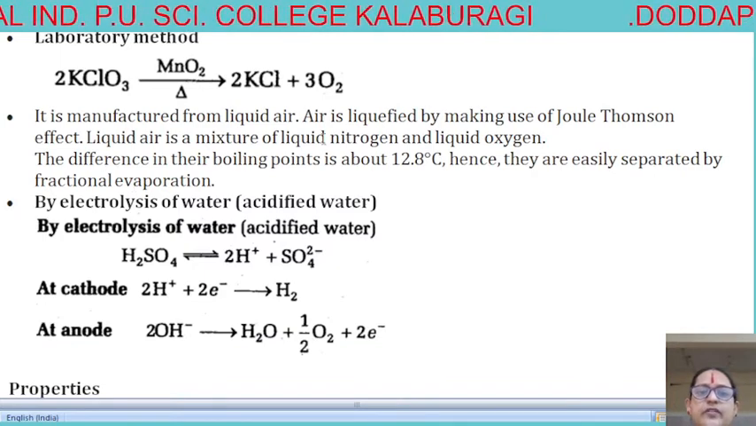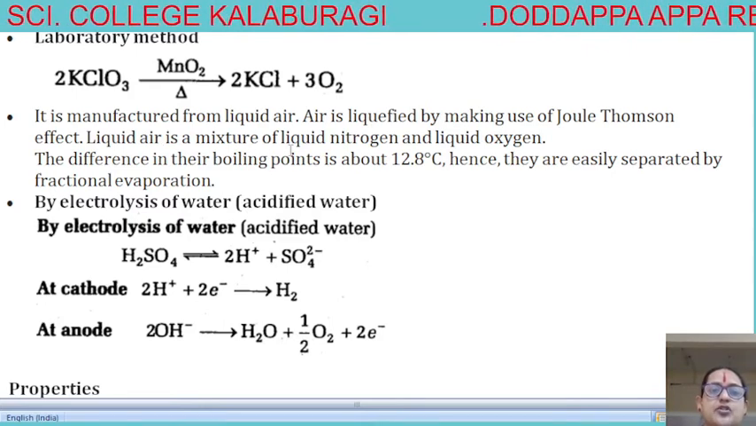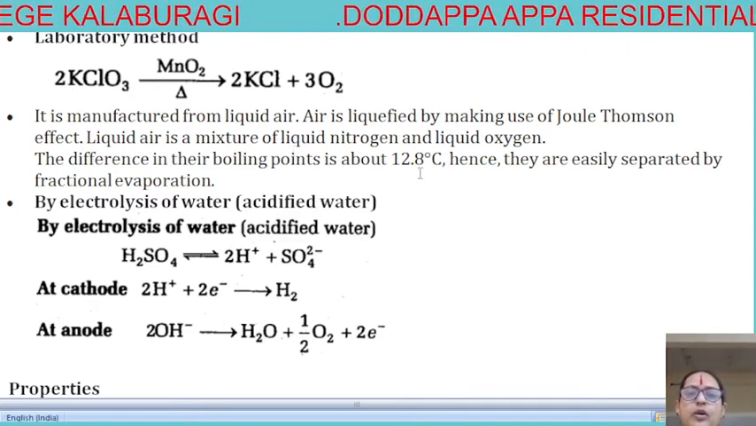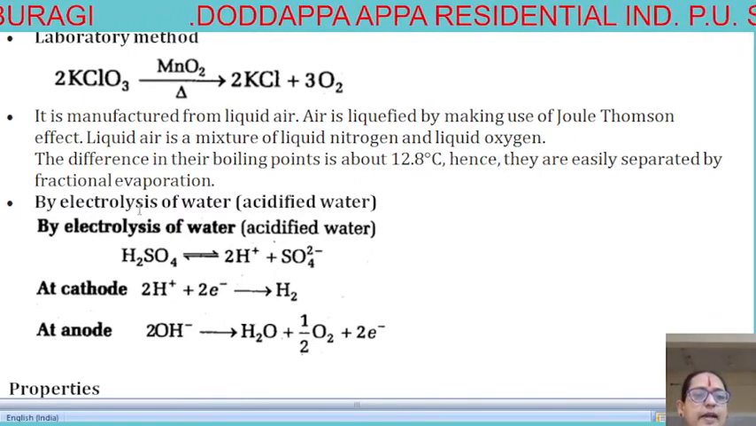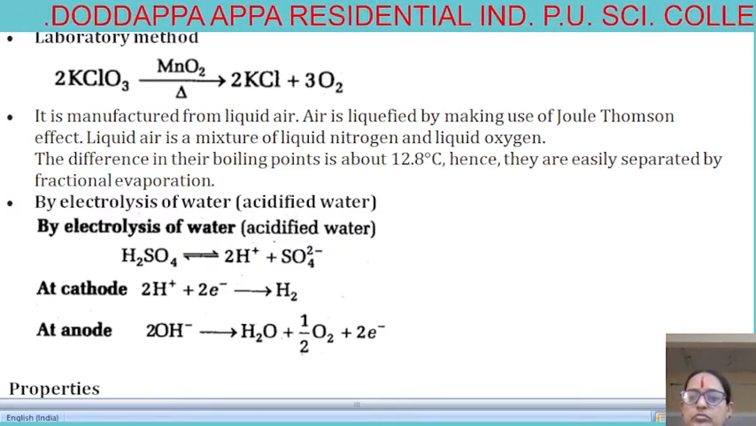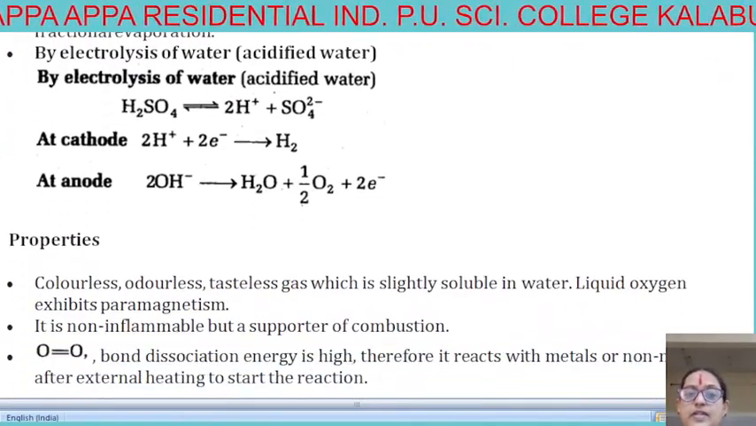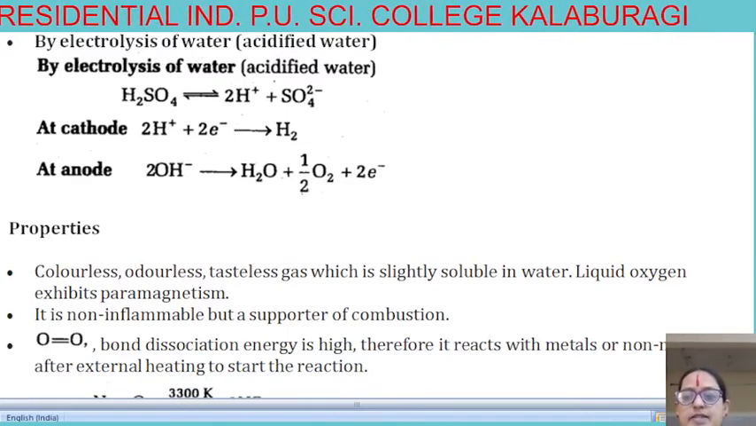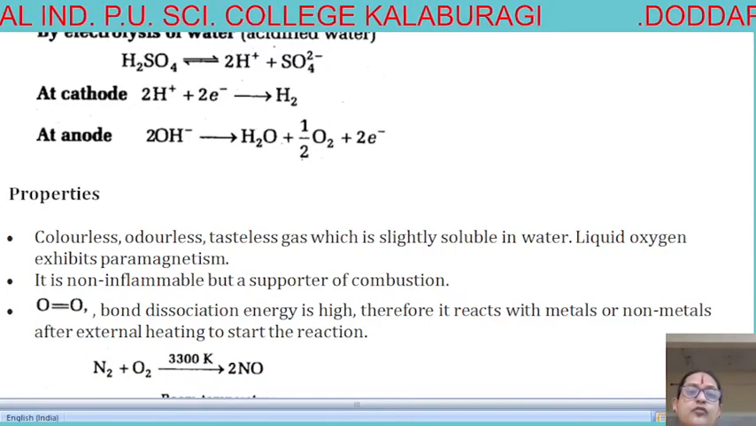In the manufacture of oxygen, air is liquefied by making use of the Joule-Thomson effect. Liquid air is a mixture of liquid nitrogen and liquid oxygen. The difference in their boiling points is about 12.8 degrees centigrade, hence they are easily separated by fractional evaporation. By electrolysis of acidified water, at the cathode hydrogen is formed because the cathode is negatively charged, while at the anode OH minus ion gives up its electron, and at the cathode hydrogen takes an electron and forms H2.